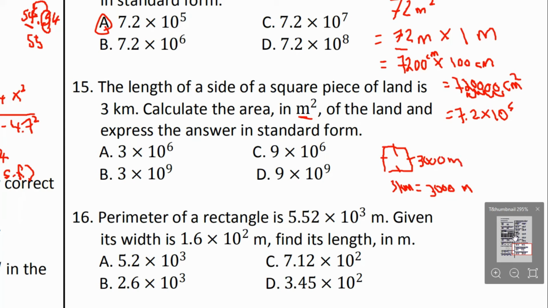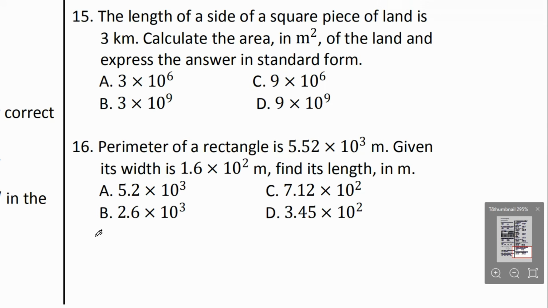To find the area, 3000 times 3000. So you will have 9,000,000. M times m, m square. Change it to standard form. 1, 2, 3, 4, 5, 6. So 9.0 times 10 to the power of 6 meter square. The answer is C.